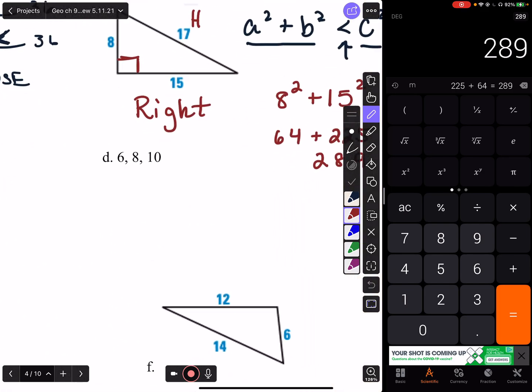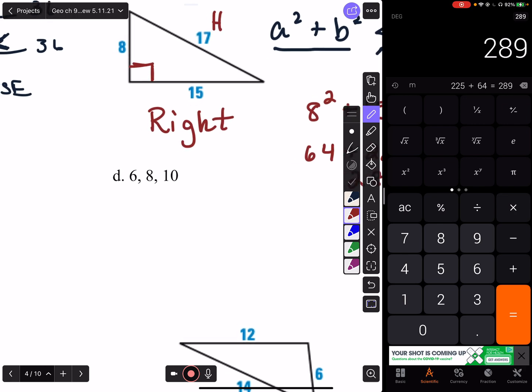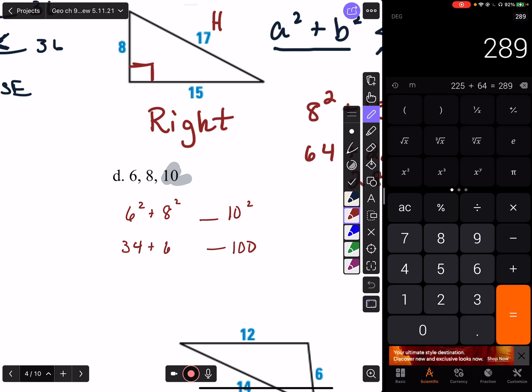Next one, 6, 8, and 10. Biggest side is 10, so that's going to have to be our hypotenuse. 6 squared plus 8 squared. How does it compare to 10 squared, which is 100? So 36 plus 64, looks like they add up to 100. So 100 equals 100. So this is going to be a right triangle.